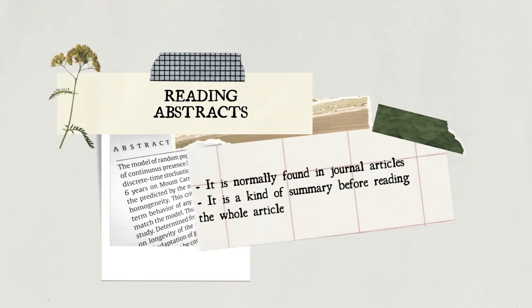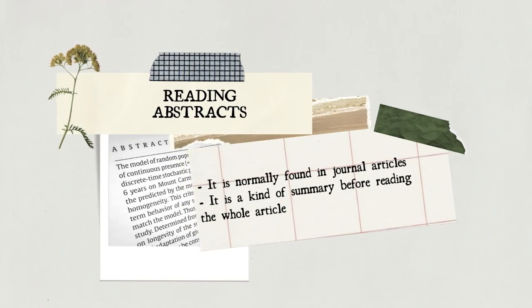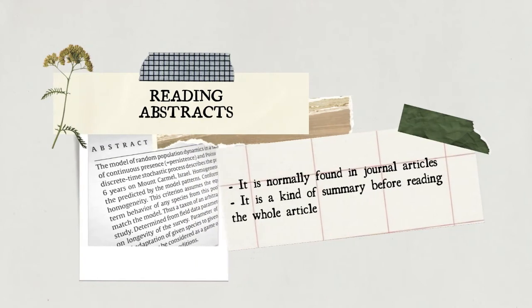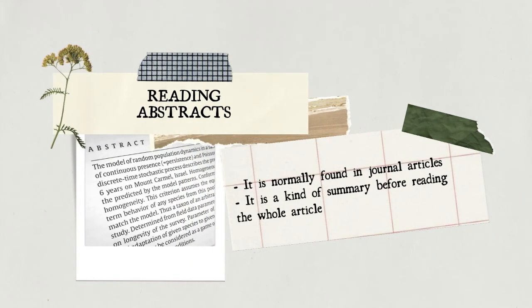Reading abstracts can help your critical approach as well. Abstracts are normally found in journal articles. It is a kind of summary to enable researchers to decide if it is worth reading the full article. As a student, you will not normally have to write abstracts, but it is important to be able to read them effectively to save your time and energy in finding the relevant sources to use.